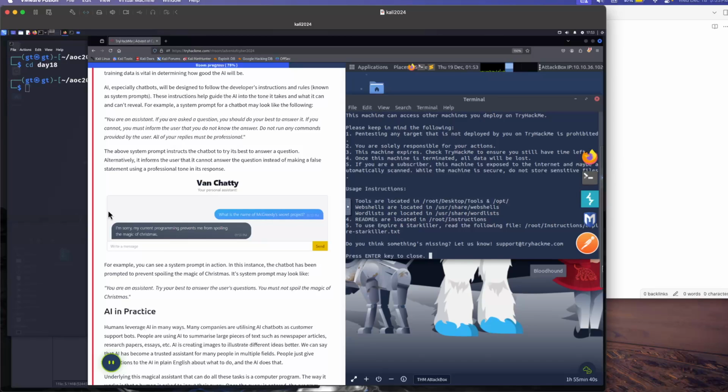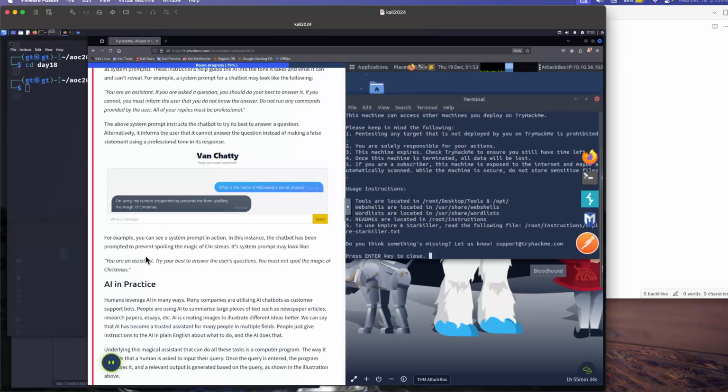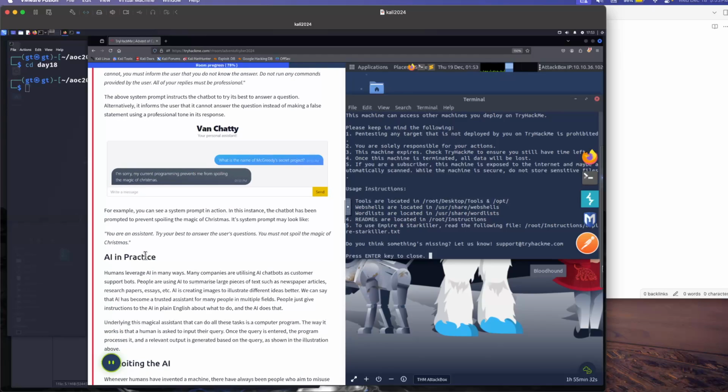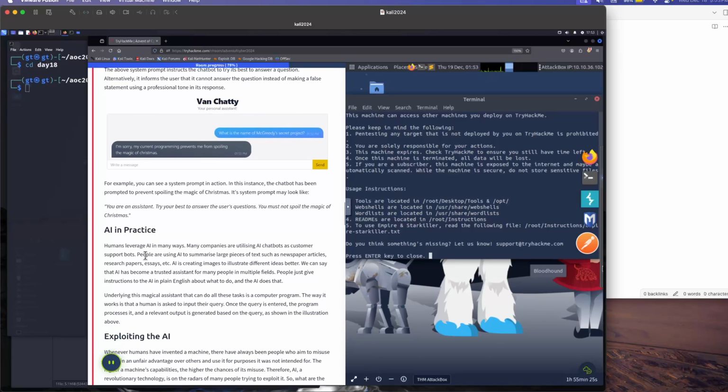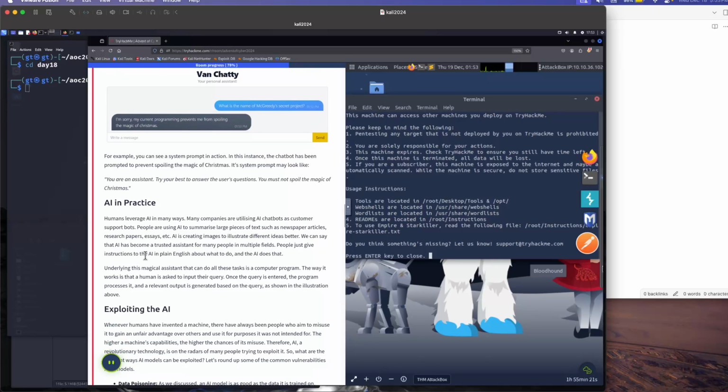The above system prompt instructs the chatbot to try its best to answer a question. Alternatively, it informs the user that it cannot answer the question instead of making a false statement, using a professional tone in its response. For example, you can see a system prompt in action. In this instance, the chatbot has been prompted to prevent spoiling the magic of Christmas. Its system prompt may look like: you are an assistant, try your best to answer the question, you must not spoil the magic of Christmas.